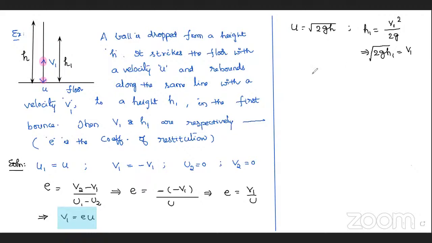V1, according to this formula, is root of 2g h1, and substituting, this is equal to e into u, where u is root of 2g h. If I square on both sides, 2g into h1 equals e square into 2gh. Here 2g cancels. In the first bounce you will get h1 equals e square into h. This is the formula we get here.